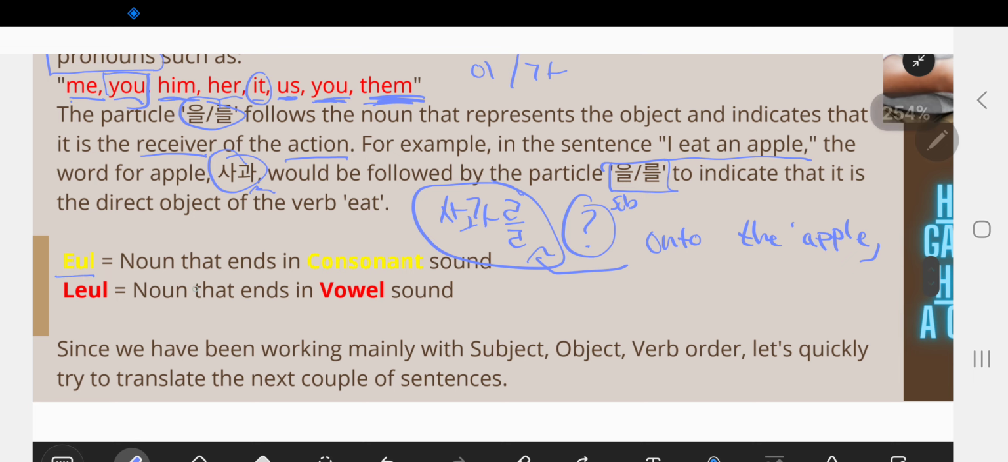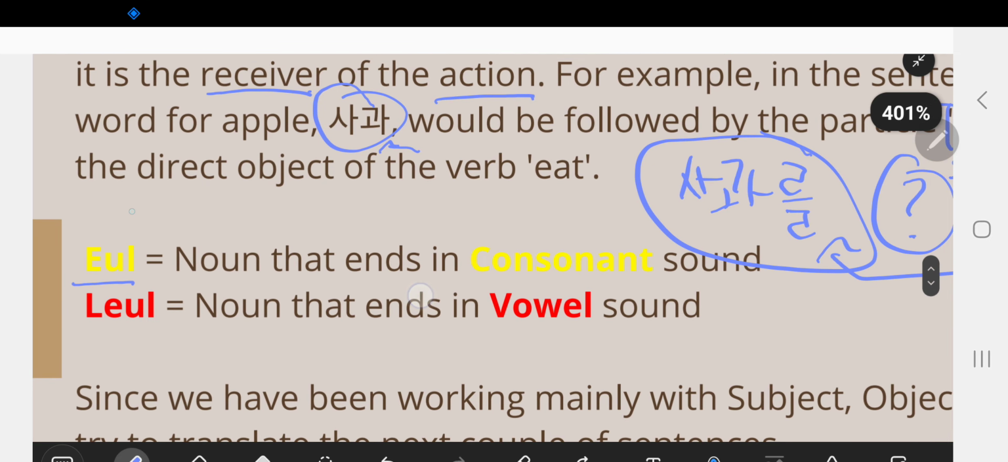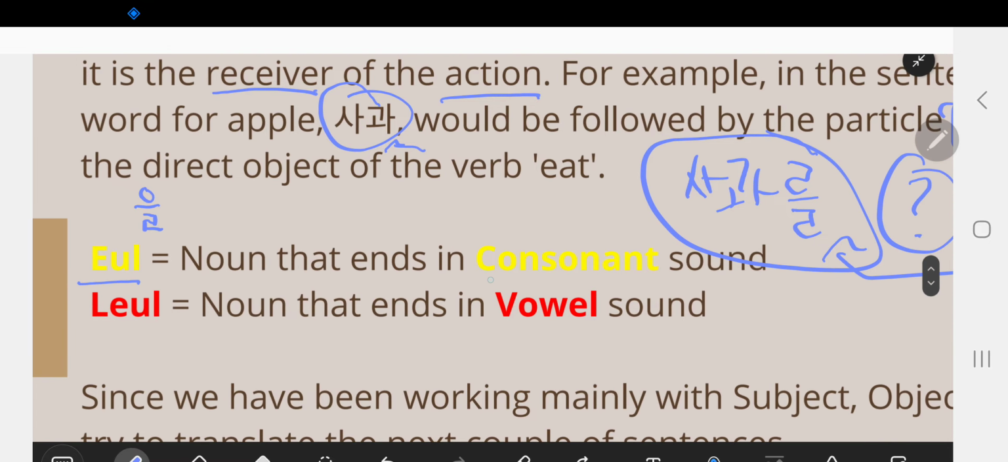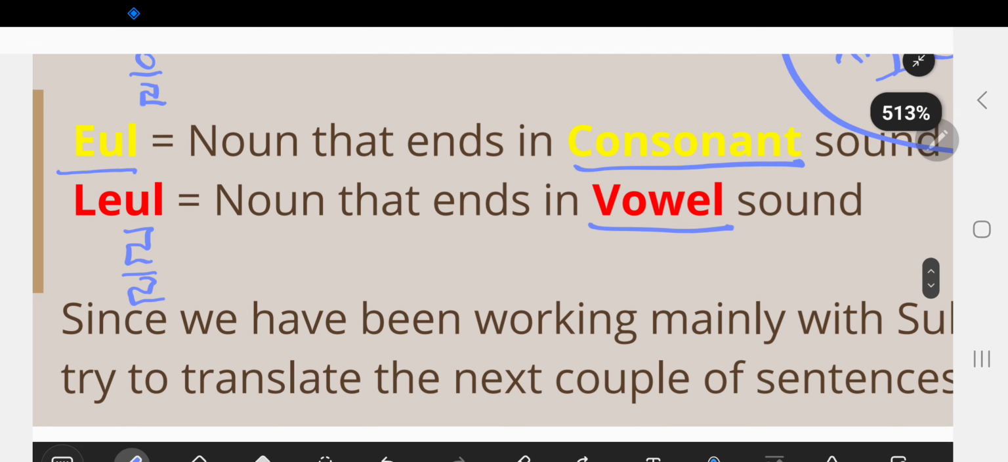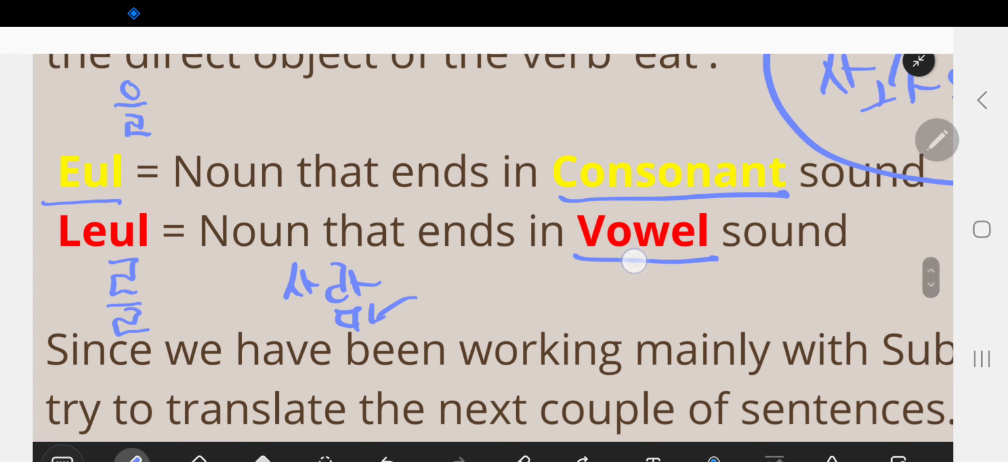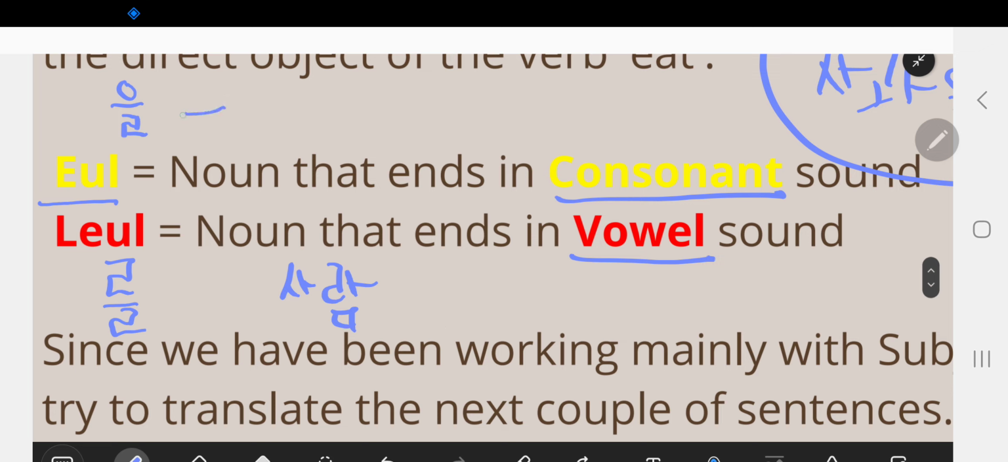So use 을 or this, 를. Here's the rule. Use 을 if the noun ends in a consonant sound. Use 를 if the noun ends in a vowel sound. So, for example, if I have 사람, which is person, then that ends in an M sound, so we're going to choose this as the ending. So 사람을. Okay? 사람을.